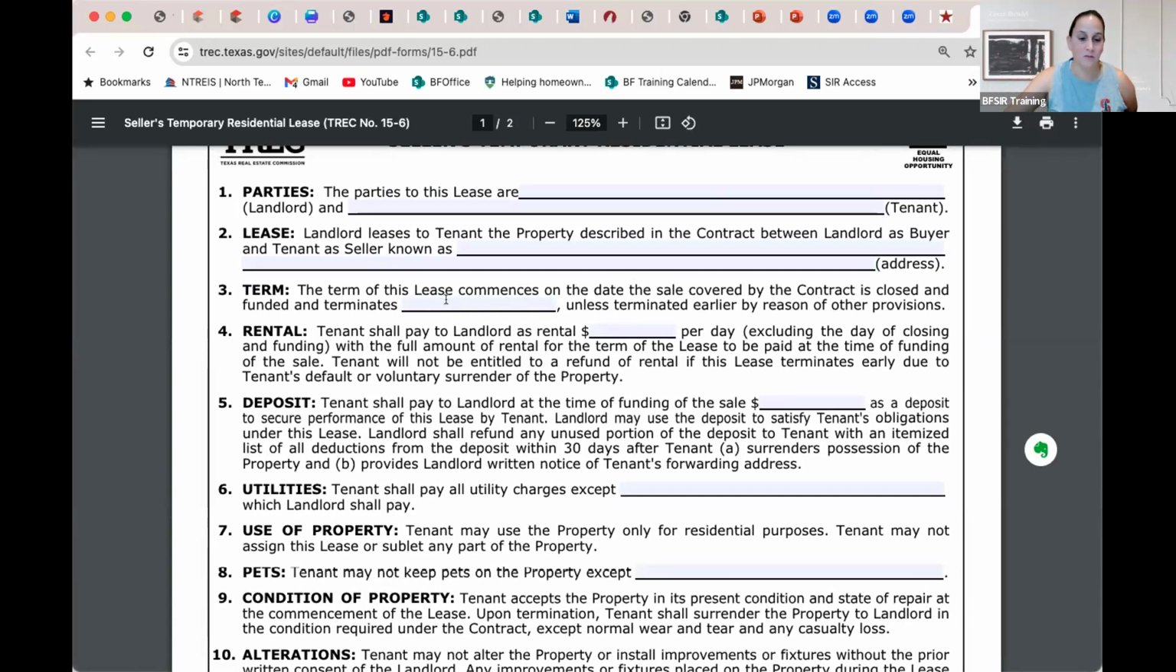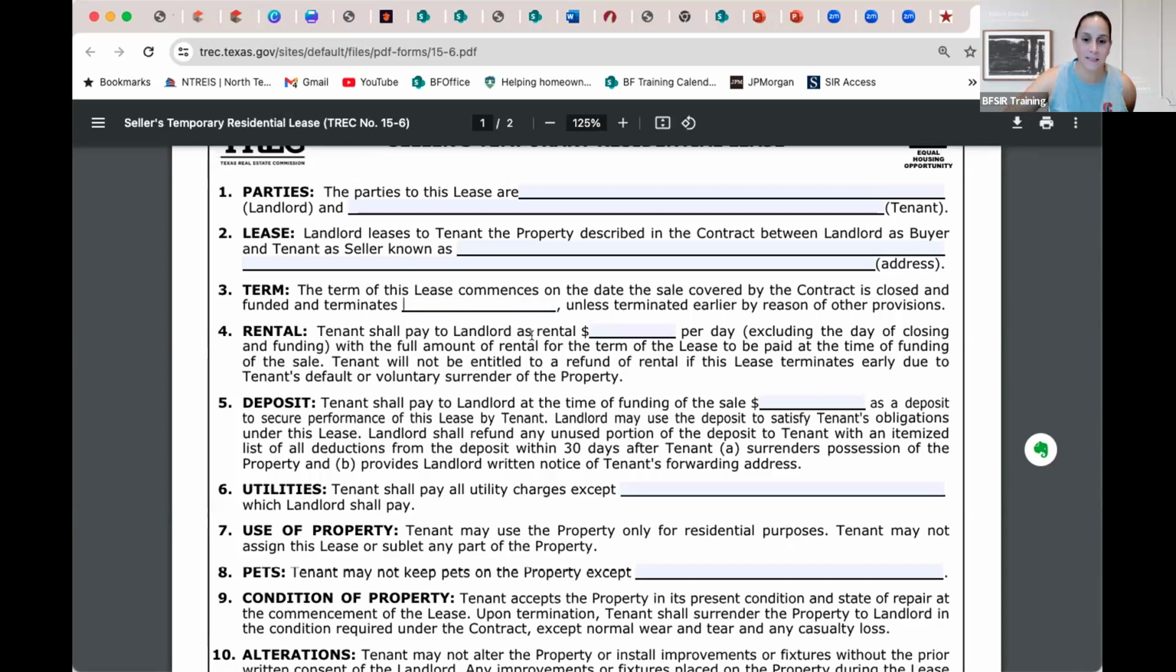So if this closing is May 31st, it's going to terminate June 3rd, just to give the seller the time to move out, or it may terminate July 31st, right? That's less than 90 days, but still a long time. So that's how long the term is. And then it says tenant shall, and sometimes agents want to say like 3 days after closing, you can do that. Because sometimes closing dates move, but you have to be mindful of that.